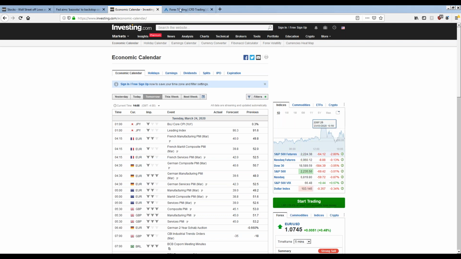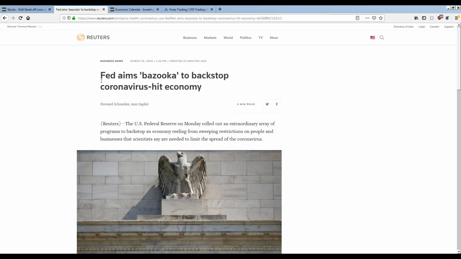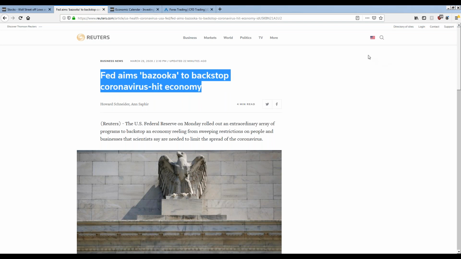Okay, let's take a look at maybe some other articles. Fed aims bazooka to backstop coronavirus hit economy. Okay, so what's that mean? It means the Fed in the US is making some huge moves to help the banks out, to help liquidity of funds for businesses. They've already made some moves. Trump announced today. The markets went up into the green. I think the Dow jumped 1,000 points when it was first announced, and then right back down. Okay, that's what I'm talking about.